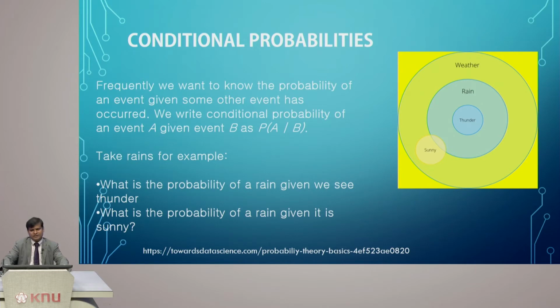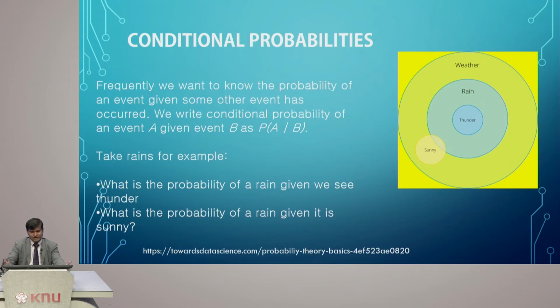Okay, as I mentioned, this is one of the things that I want to discuss today. That's conditional probability. Conditional probability is nothing but the probability of an event given some other event has occurred. You know that one event has occurred, and based on that event you are expecting another event to occur. So you can simply say this as event A given event B.